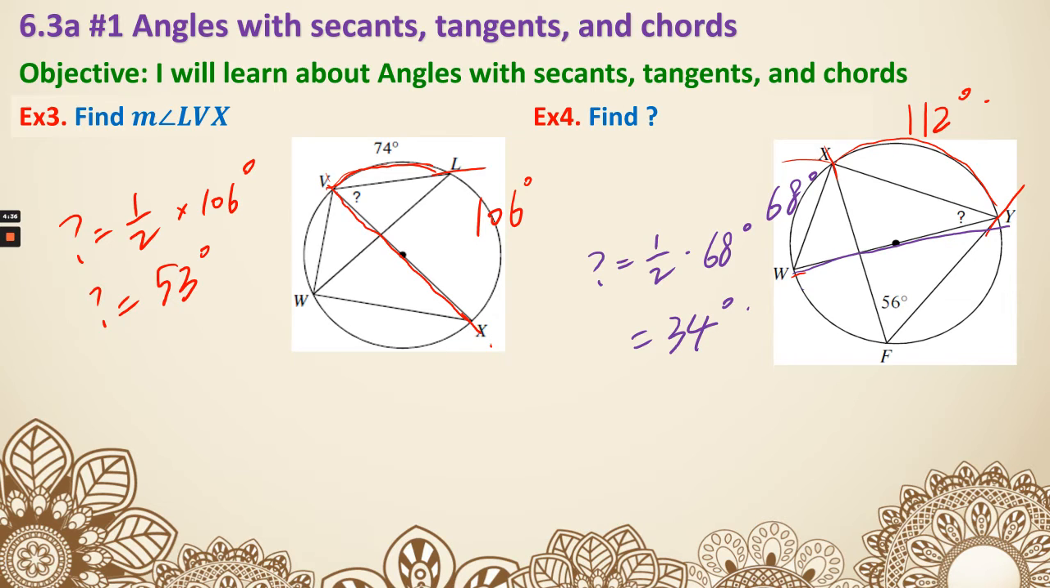Here's another way to look at this question. If that is 56 degrees, this would also be 56 degrees because they're facing the same arc right here. And this angle right here is facing the diameter, which makes this 90 degrees. So you can also do 90 degrees minus 56 degrees, because these two angles together are going to be 90, so I use that total 90 minus the 56. That's also going to give you an answer of 34 degrees for the question mark.